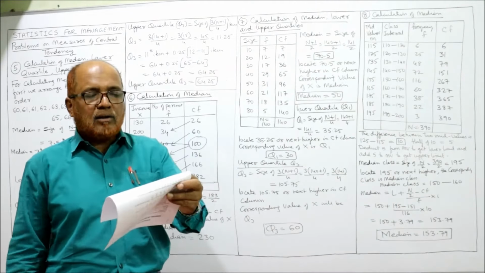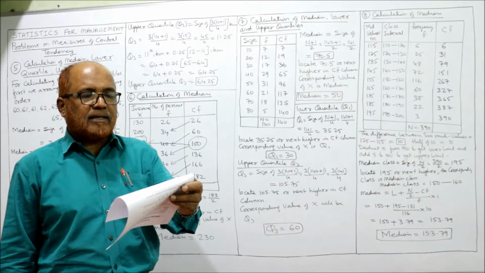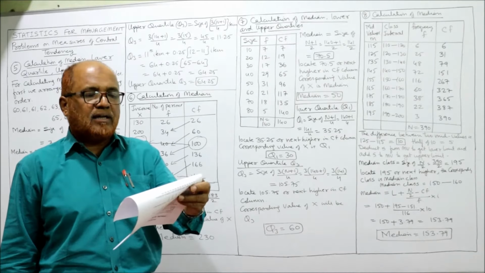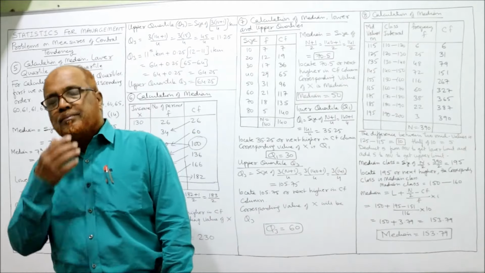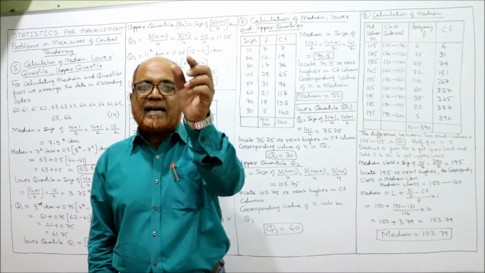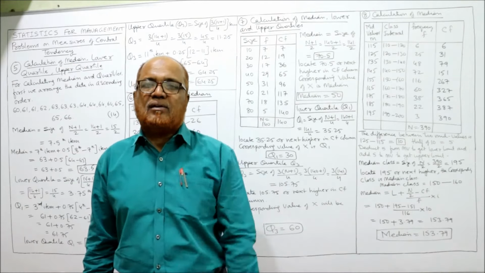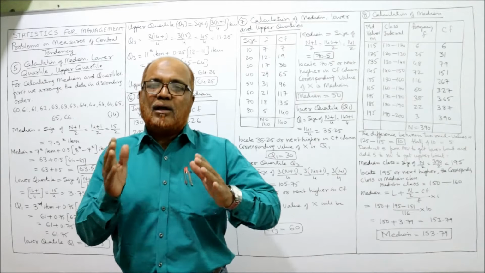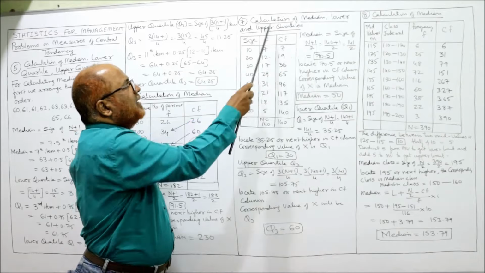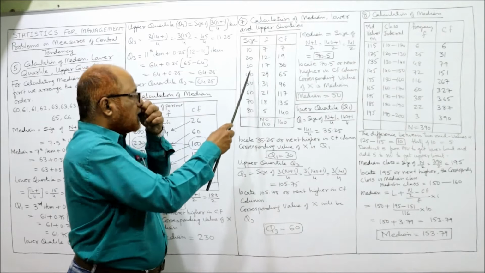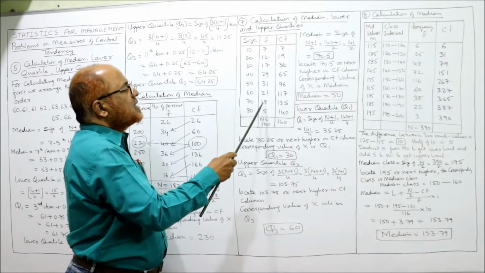Calculate the median, lower and upper quartile from the following data. Size are given 10, 20, 30. Frequencies are given. Exactly similar to the previous problem. Discrete series, because x values are given, frequencies are given. You have to calculate the median, lower quartile, upper quartile. See. Calculation of median, lower quartile and upper quartile. Sizes are given in the problem and frequencies are given.